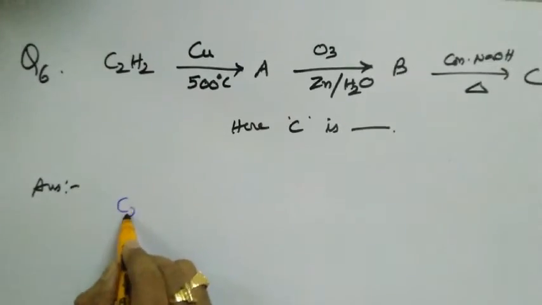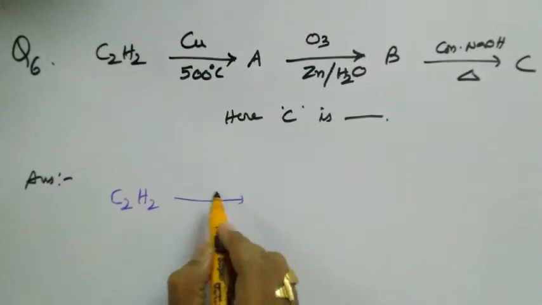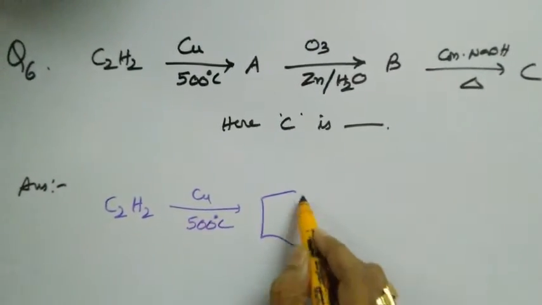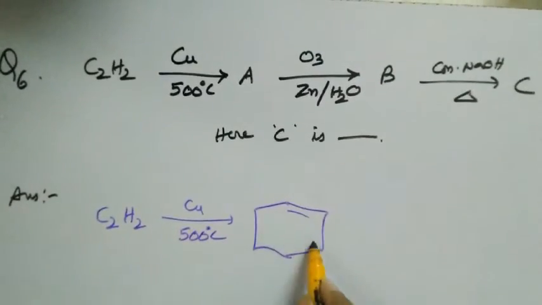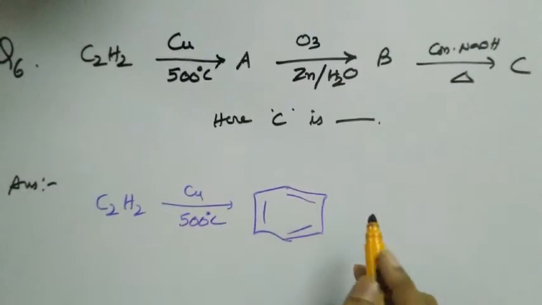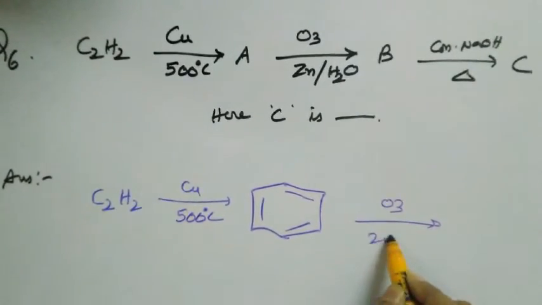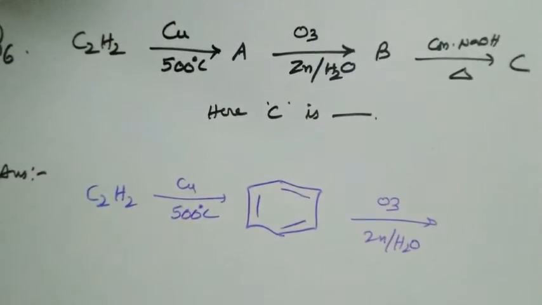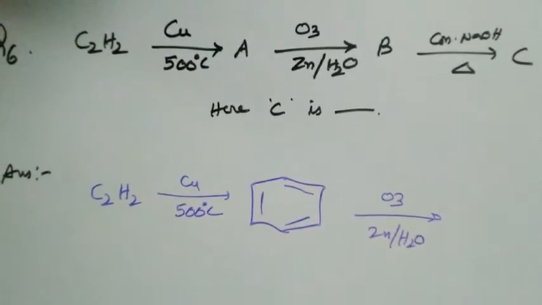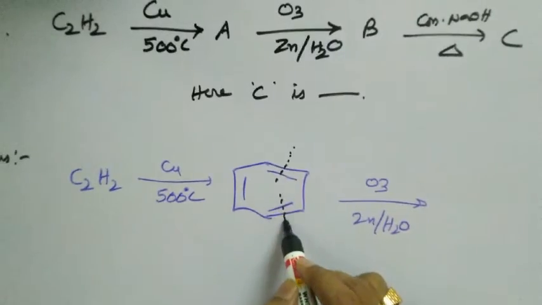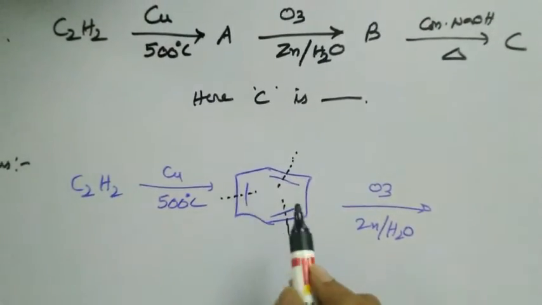He has passed acetylene through red hot copper tube. So we get benzene. This is the benzene that we are getting. So this benzene is subjected to reductive ozonolysis, O3, zinc, H2O. Then what happens in reductive ozonolysis? We know pretty well. The rupture occurs at C double bond C. Therefore, here the rupture occurs. Here also the rupture occurs completely. Here also the rupture occurs.